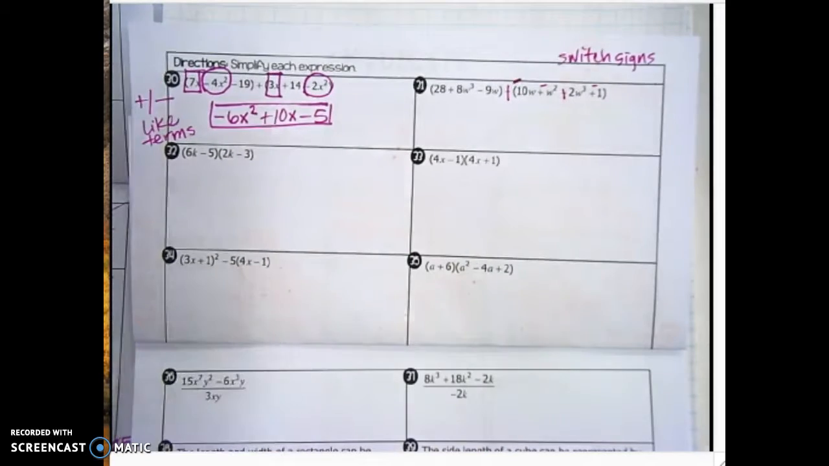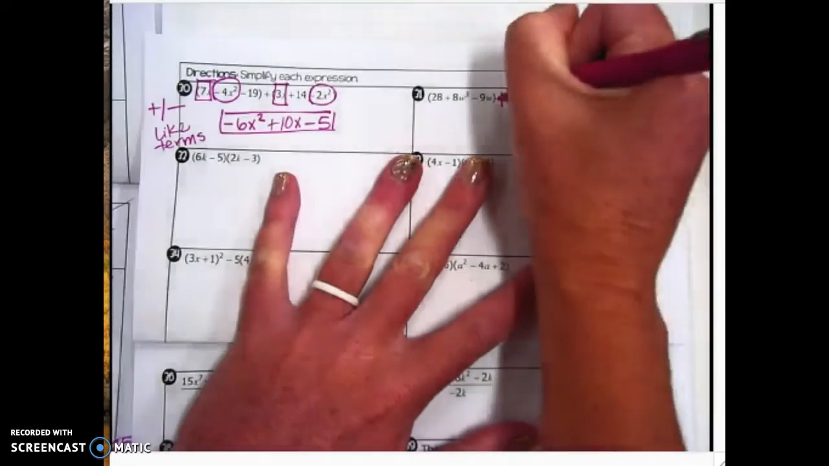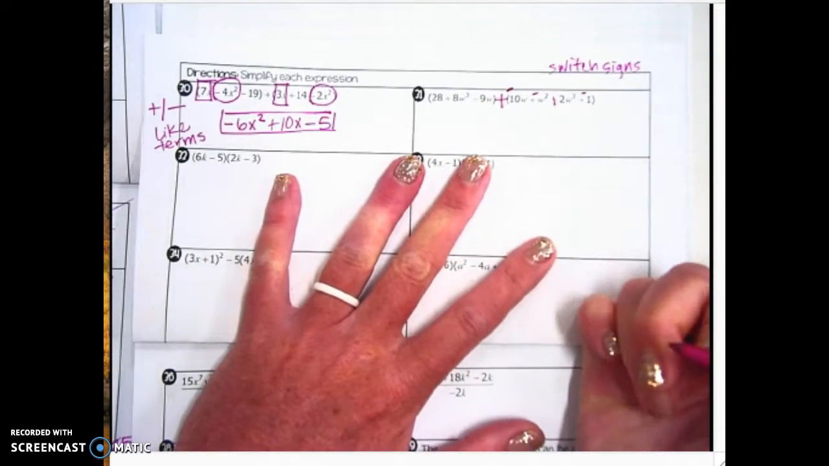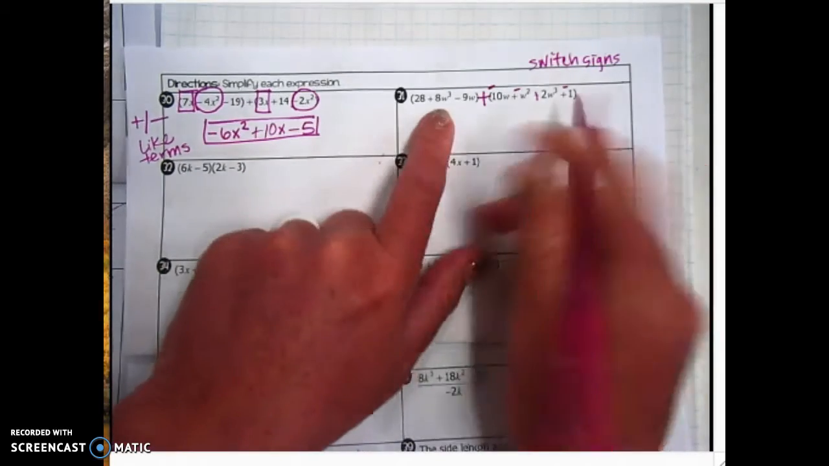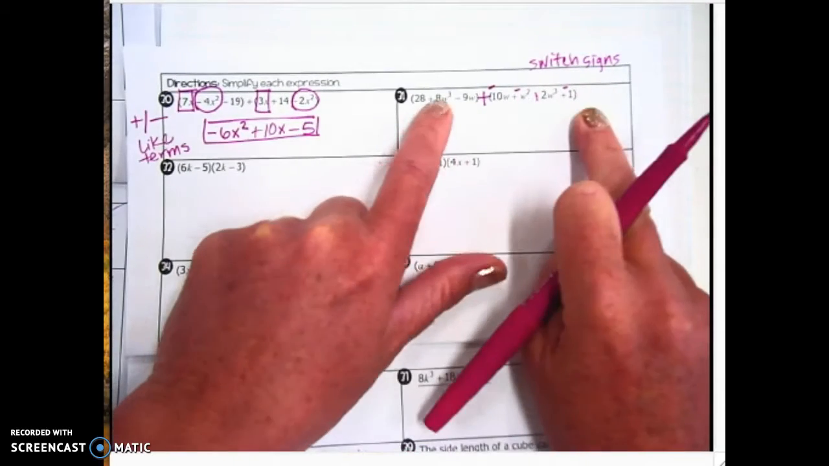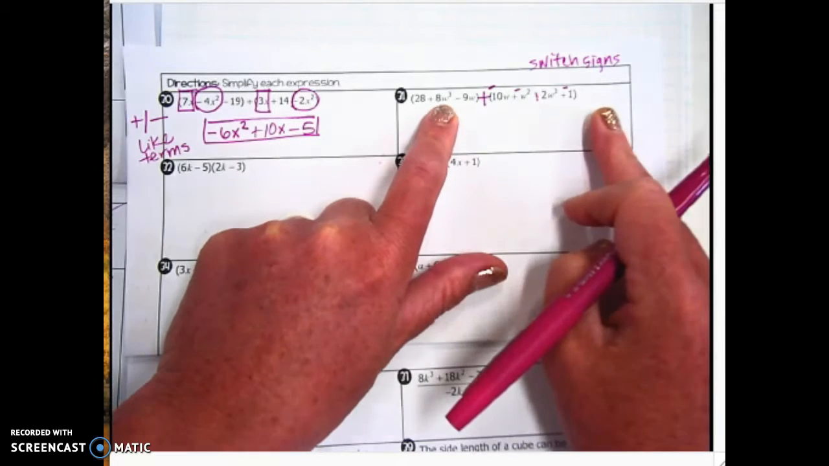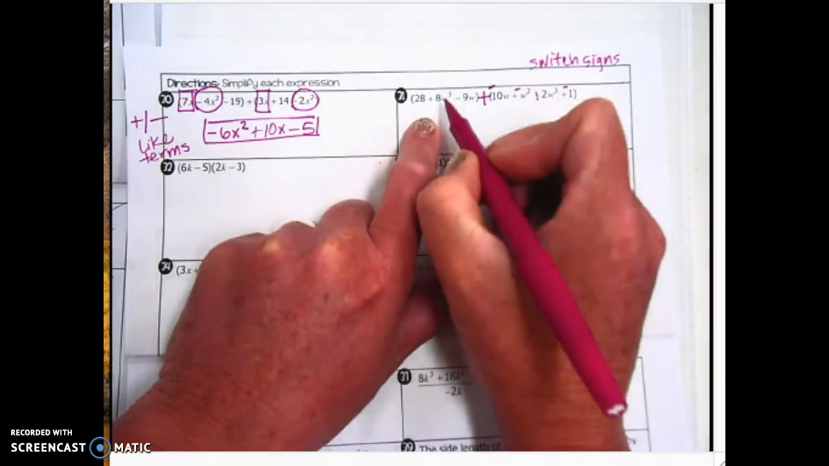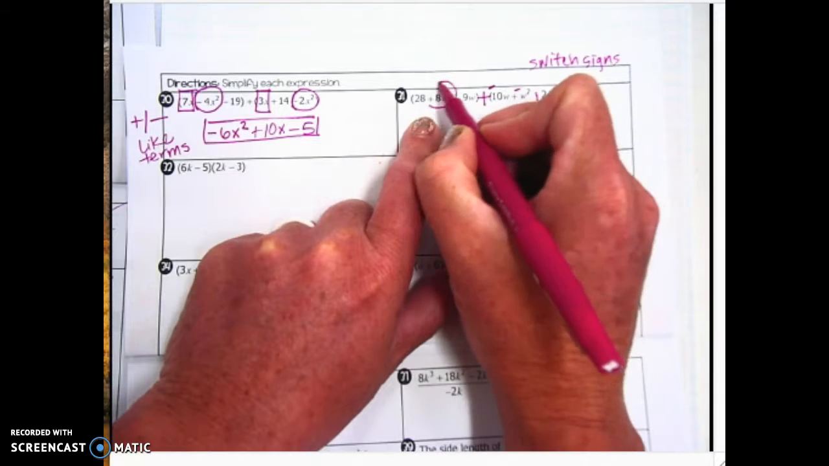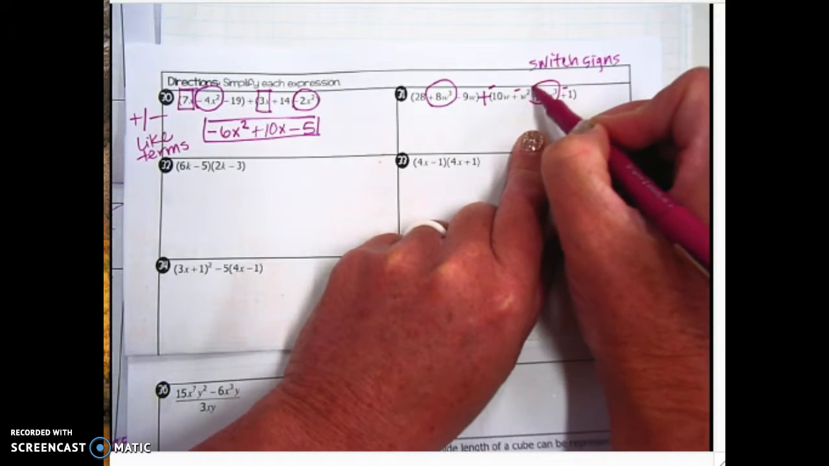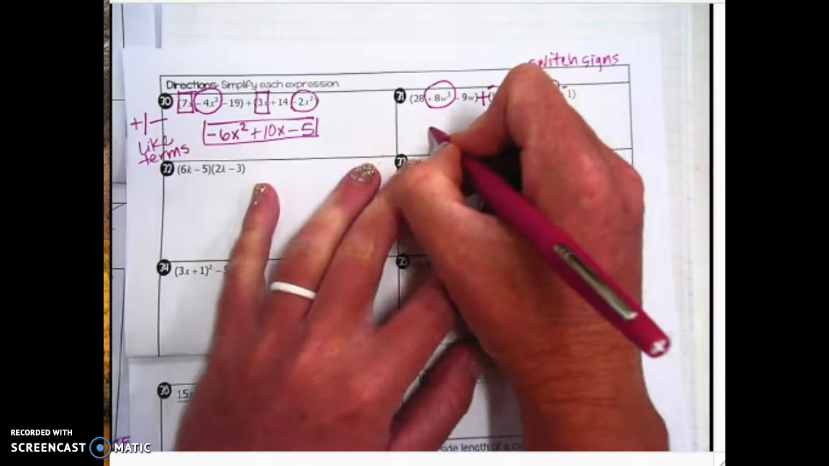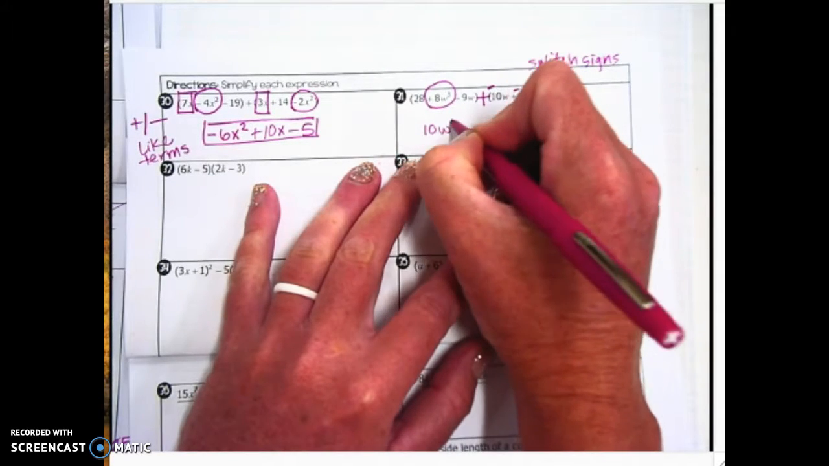You might have another trick that works for you, so don't use mine, but I use mine so I don't miss any signs. Okay, so I'm going to look for the largest exponent, which is the third power, or you can call it cubed. This is 8w cubed. I come over here and I've got a plus 2w cubed. So those two combine to get 10w cubed.